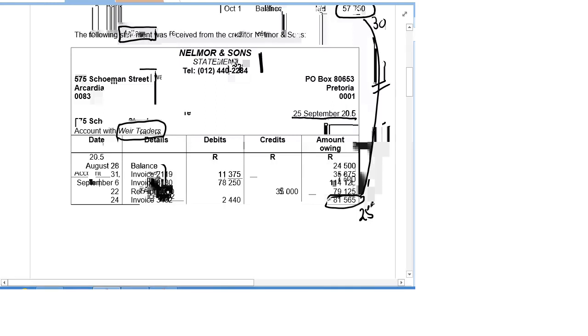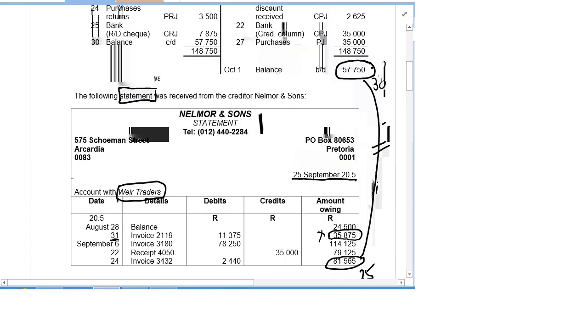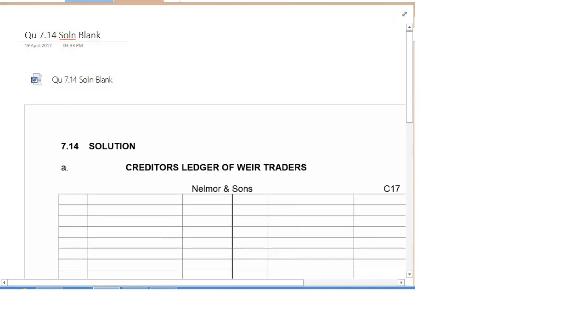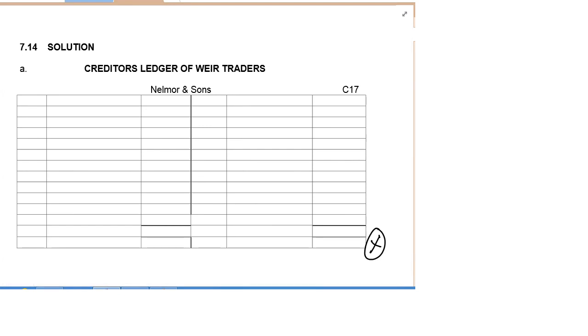If we go and look at the statement from Melmore and Sons, you need to check the dates carefully. The 31st of August is the end of August, beginning of September. That amount of 35,875 agrees to our opening balance. So in other words, the opening balance is correct, and I'm going to put that into the creditors ledger account for Melmore and Sons. So 20X5, and the date will be September the 1st, and this will be the balance brought down, and this balance agrees to the opening balance on the statement that I got from my supplier.